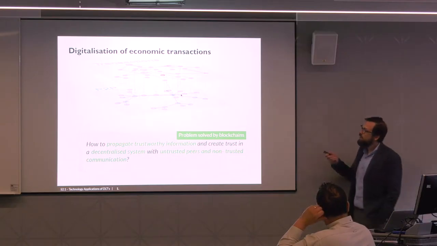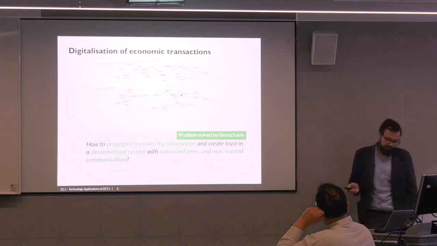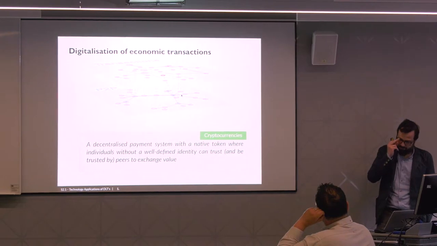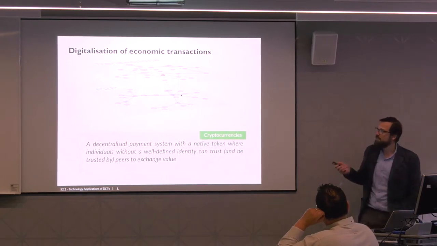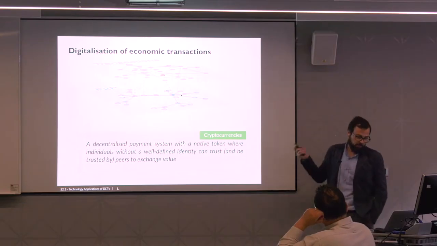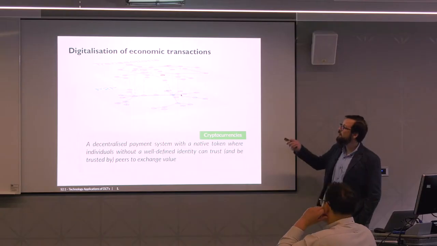There is an important element here as well. You see that the different economic actors, in some way or another, they are connected to the peer-to-peer network. Cryptocurrencies in particular are a decentralized payment system that follows this architecture, that has a kind of native token that can be exchanged by the individuals that are connected to the network.